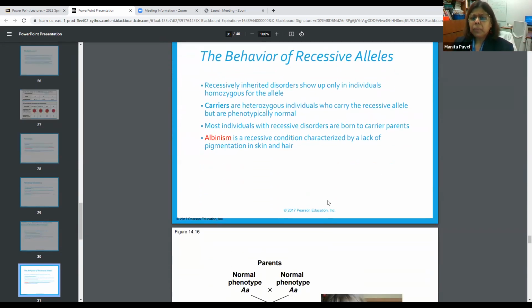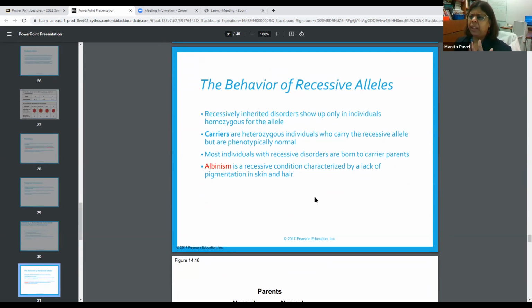So we're looking at how these recessive alleles behave. Recessive alleles are only going to show up in individuals that are homozygous for that condition. Now, carriers, who are carriers? Carriers are always heterozygous individuals who carry the recessive allele, but they are phenotypically normal. Most individuals with recessive disorders are born to carrier parents.